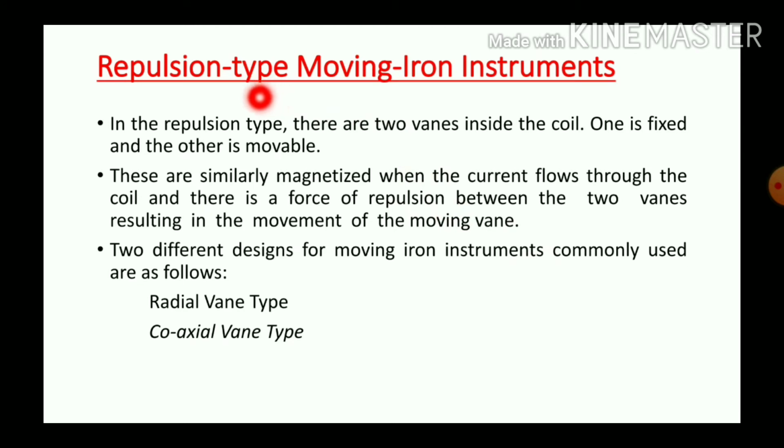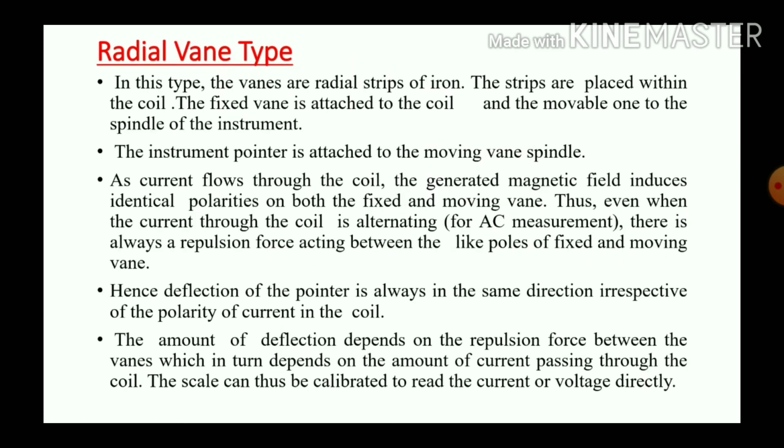Next, move on to the repulsion type moving iron instrument. In the repulsion type, there are two vanes inside the coil. One vane is fixed and the other is movable. They are similarly magnetized when the current flows through the coil, and there is a force of repulsion between the two vanes, resulting in the movement of the moving vane. Two different designs for moving iron instruments are commonly used. They are the radial vane type and the coaxial vane type.